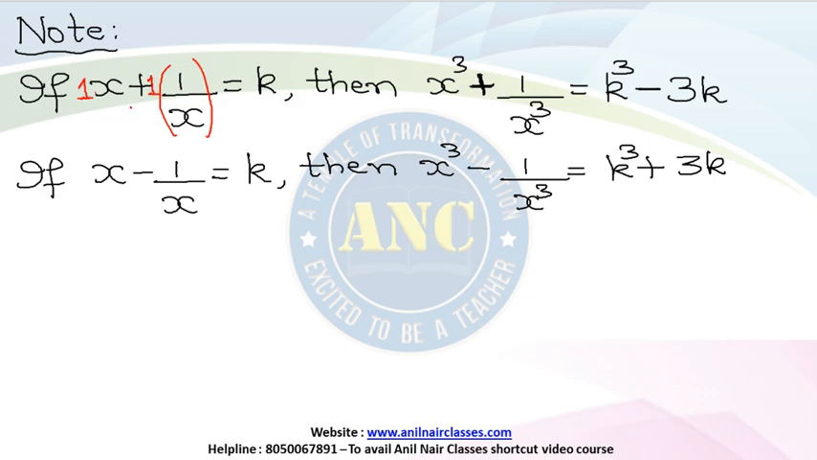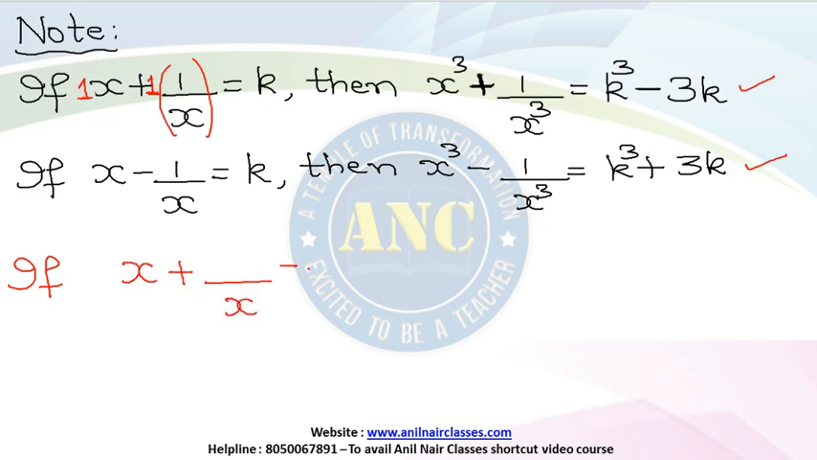Whenever the coefficients of x and 1 by x are equal to 1, this is the kind of notation we use. But I don't want the coefficients of x and 1 by x to be 1. What if the coefficients of x and 1 by x are not equal to 1, but something different? Suppose, for example, instead of taking the coefficients as 1, let me take some other thing. Let me write it once again.